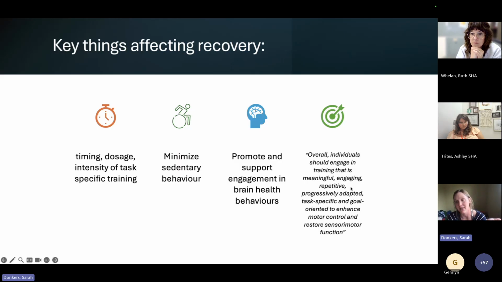And this is an actual statement. Overall, individuals should engage in training that is meaningful, engaging, so active engagement. It's repetitive, progressed, adapted, task-specific, and goal-oriented to enhance our motor outcomes as well as sensory motor function. So that goes across the entire body.